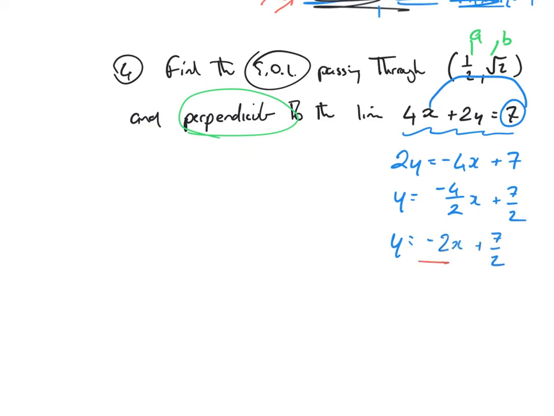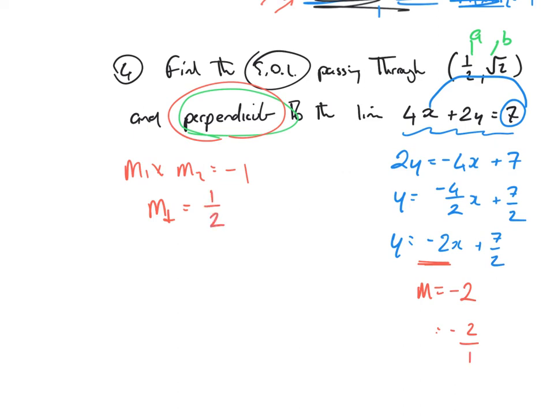What's the gradient here? The gradient there is minus 2. So m1 times m2 equals minus 1. Why am I doing that? Because the lines are perpendicular. Minus 2 could be written as minus 2 over 1. Flip it over, change its sign, and you get positive 1/2. So the gradient is 1/2. There's (a, b) going into y minus b equals m bracket x minus a.